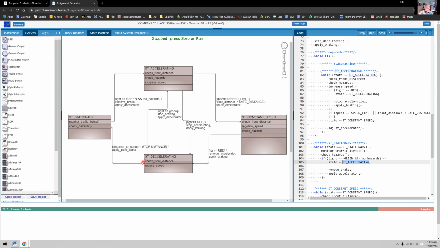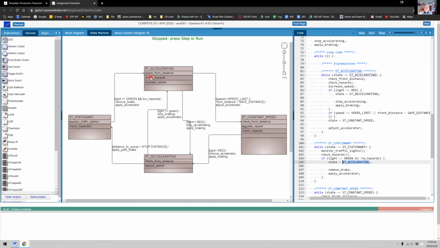Now, this checking the front distance is quite important because we don't just want to stop at the red light, we want to stop in the queue. So if the distance to the queue is less than our stop distance, then we've got to come to a stop. And we apply the park brake when we're in this. So you can see this is the way you would work with a state machine.